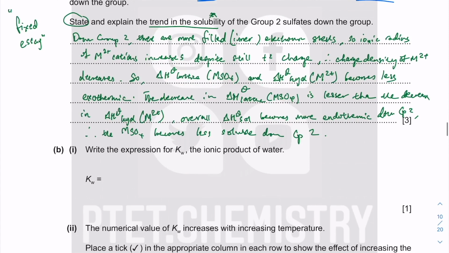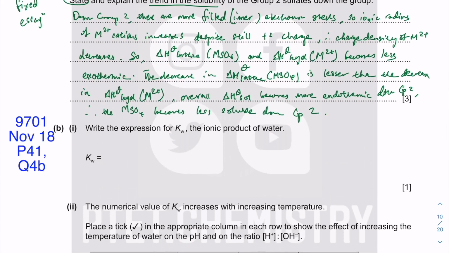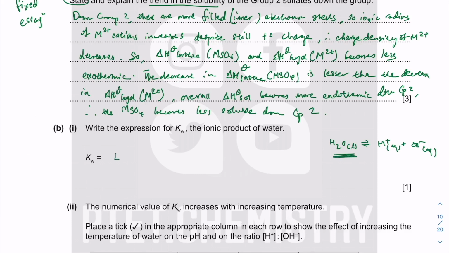Okay, next bit, Kw. So Kw, the expression is actually for water dissociating into H plus aqueous plus OH minus aqueous. So Kw takes into account that this concentration remains unchanged because it's so big that it's already taken into account in a new constant. So this is not Kc, it's Kw. Therefore, we do not put in the concentration of water because that already takes into account the concentration of water being unchanged in the Kc, which then becomes Kw.